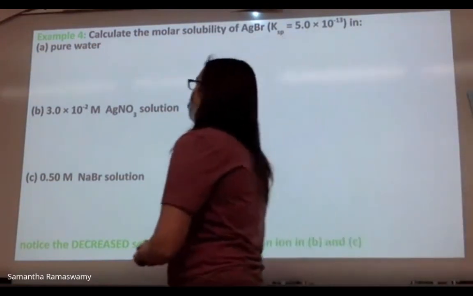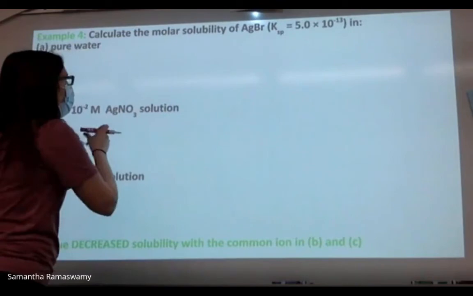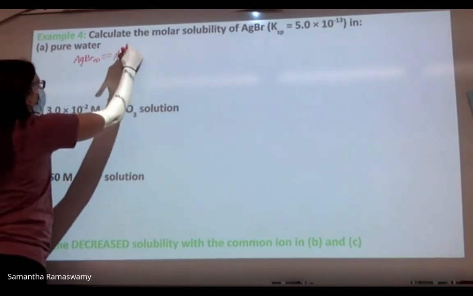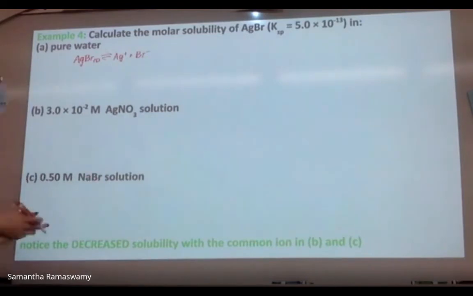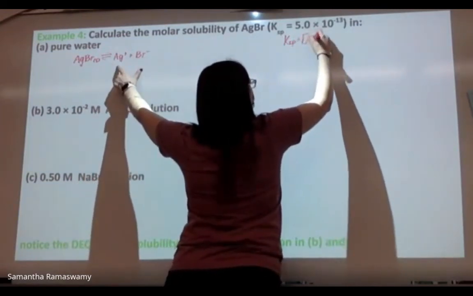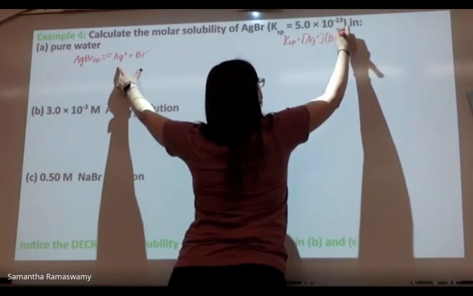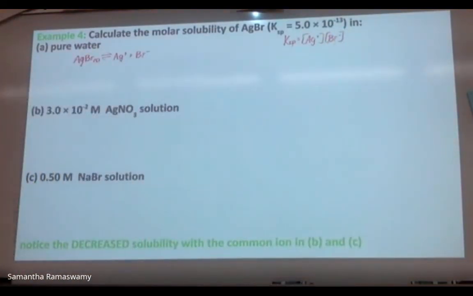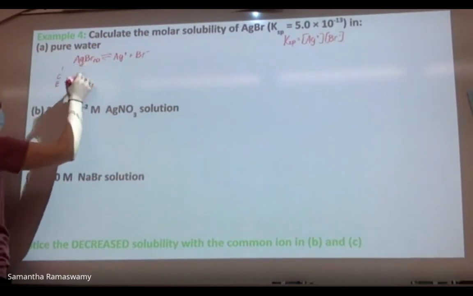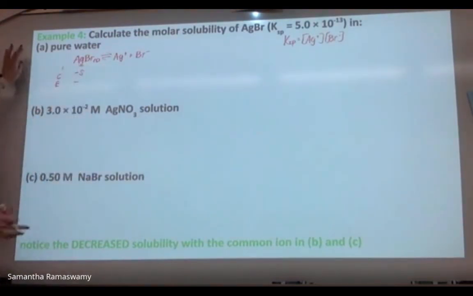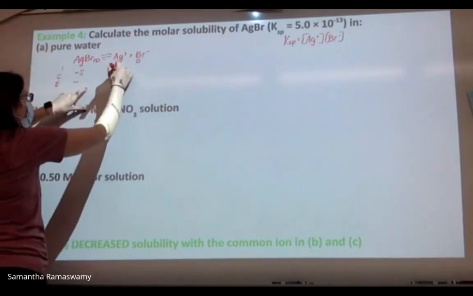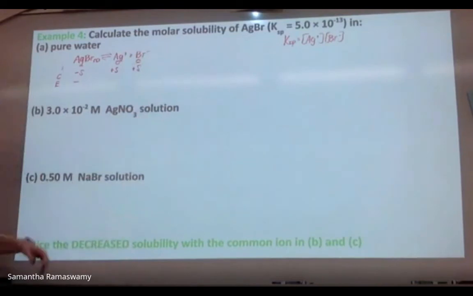So let's start with the pure water, just like we've been doing. AgBr. I'll start with writing the equilibrium. And I'm just going to write the Ksp expression up here, so I have it one time. So Ksp is Ag plus times Br minus, a nice 1-to-1 ratio. In pure water, our initial and our equilibrium don't matter for our solid. Pure water means I don't have anything else, so these are 0 initially. So I have plus S for the solubility of Ag plus and S for the solubility of Br minus.